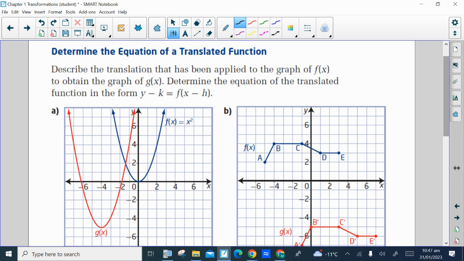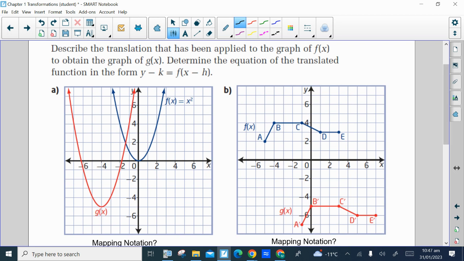So for these next examples, we're given our base graph and a transformed graph from that base, and we want to write the equation. In question A, you're given the actual equation for the base graph: f of x is x squared. But for question B, there is no equation to give us that graph, so it's just y equals f of x. That's our base equation.